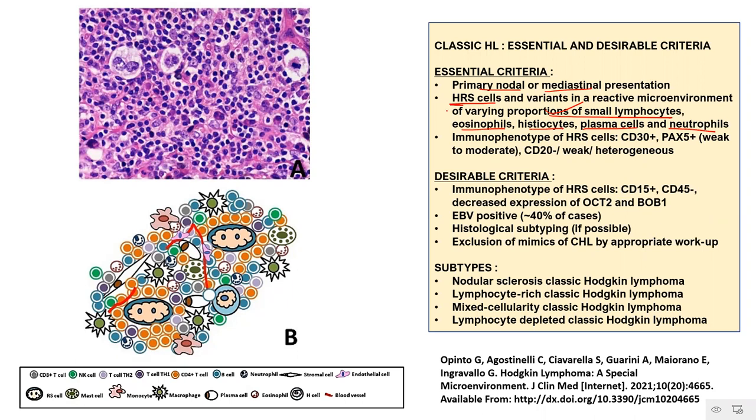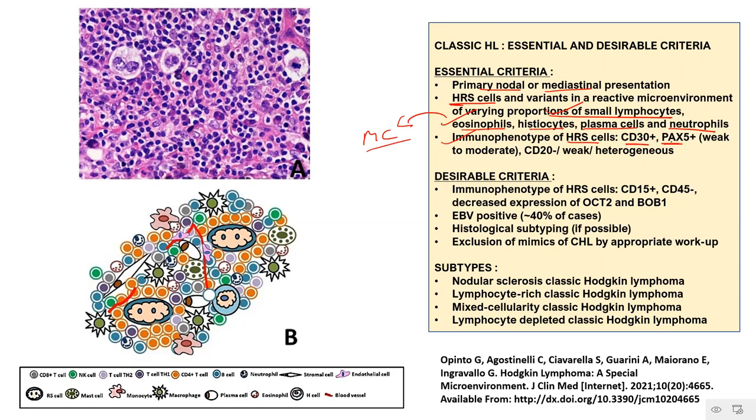Now, this particular polymorphic distribution may not be seen in all the subtypes. This is maximally seen in the mixed cellularity subtype, as the name suggests. A significant proportion of eosinophils will also be associated with the nodular sclerosis category of Hodgkin lymphoma. As far as the immunophenotype is concerned, you should have a characteristic membranous and Golgi zone expression of CD30. We shall be seeing a few slides of what that particular kind of expressivity means.